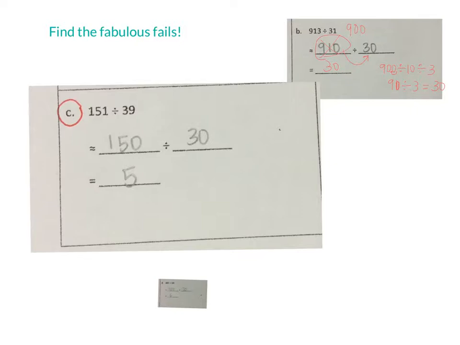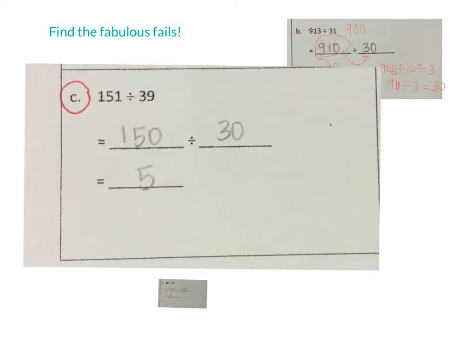No. Why or why not? Talk to your table groups. When we round the divisor first, what number should we round first? 151 or 39? 39. Okay, I agree that that's the divisor. Is 30 close to 39? Yeah. It's not far, but is it the best estimate we could do? No. What would be a better estimate?